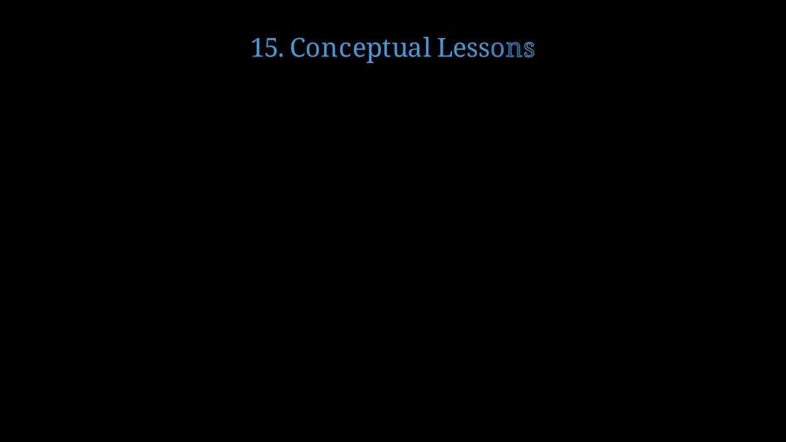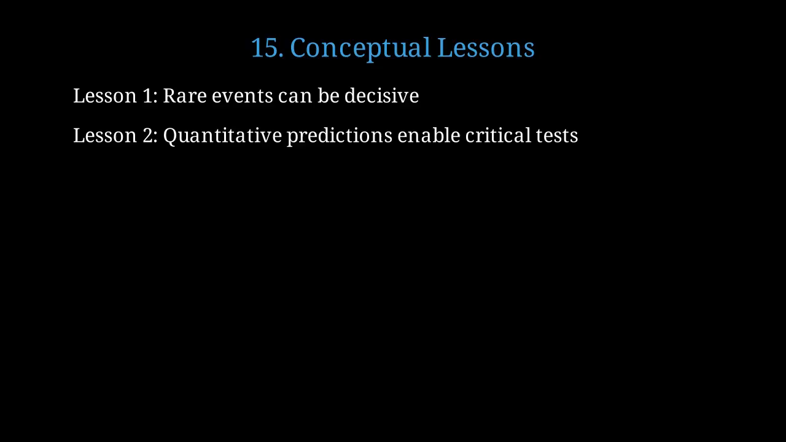Beyond the specific physics, Rutherford's experiment teaches us important lessons about scientific methodology. First lesson: rare events can be absolutely decisive in science. The 1 in 8,000 particles that scattered at large angles overturned the prevailing model. Second, making quantitative predictions allows critical experimental tests. Rutherford didn't just say large angle scattering proved a nucleus. He predicted the exact angular distribution.